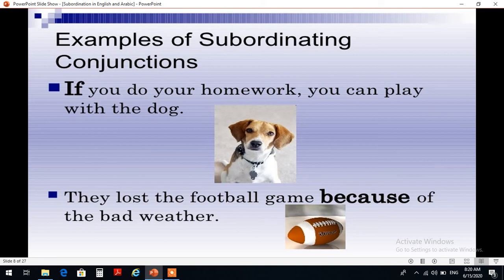The other example is they lost the football game because of the bad weather. Here also we have two clauses. The first one اللي هو they lost the football game, this is the main or independent clause. هذه هي العبارة الفعلية الرئيسية أو المستقلة. Because of the bad weather, this is the dependent or subordinate clause. وتبدأ بأداة الربط because اللي هي subordinating conjunction.